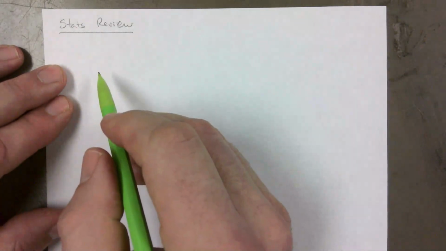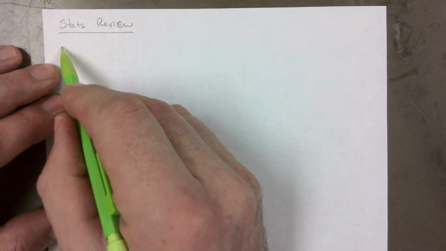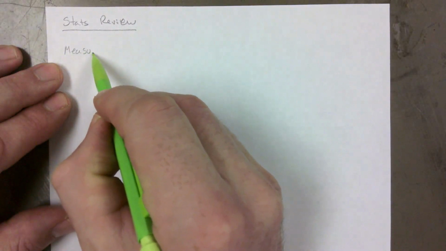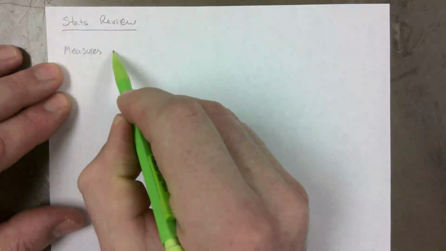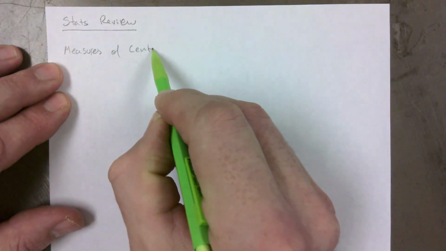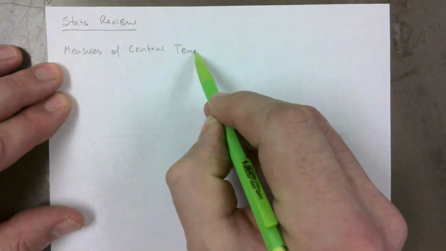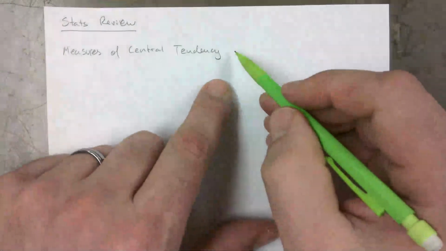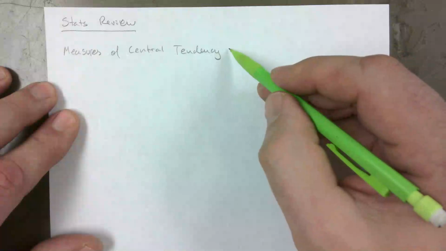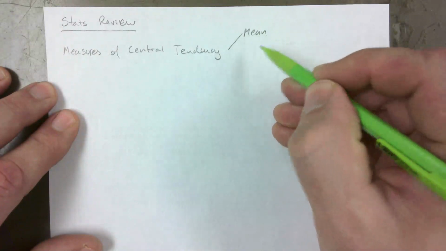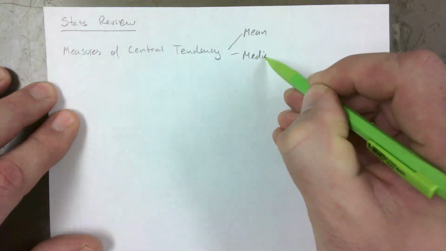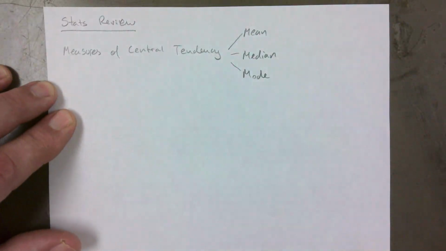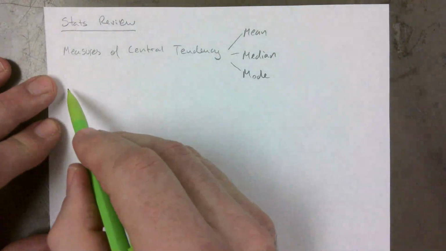In terms of stats, you need to be comfortable and familiar with measures of central tendencies. The measures of central tendency would be the mean, median, and the mode. Okay? Those are the three M's. Let's start with the mean here.